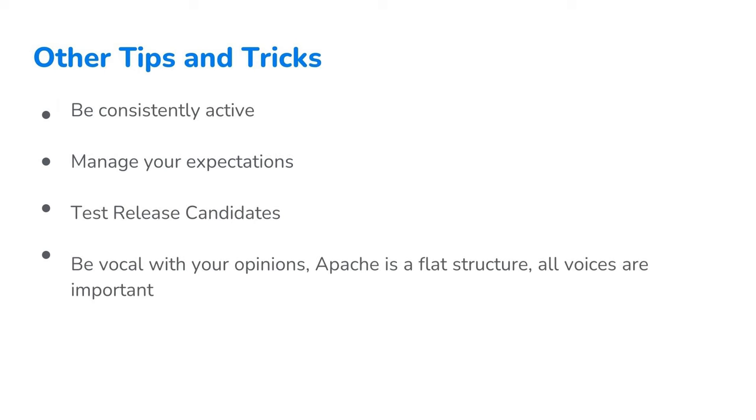Be vocal with your opinions. Be opinionated. Apache is a flat structure. All voices are important. It doesn't matter how long you've been a committer. Your vote counts just as much as another committer's. It doesn't matter how long you've been a contributor. The same vote counts, PMC to PMC, of course. So again, get on that dev list. Get on discussions. Get on Slack. Be vocal. And then community over code.